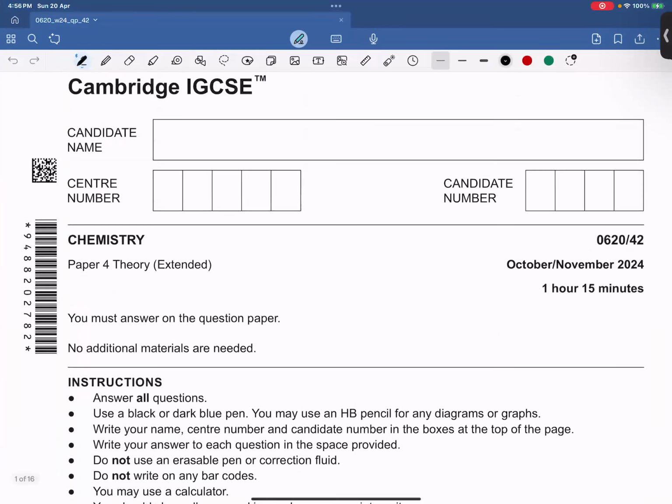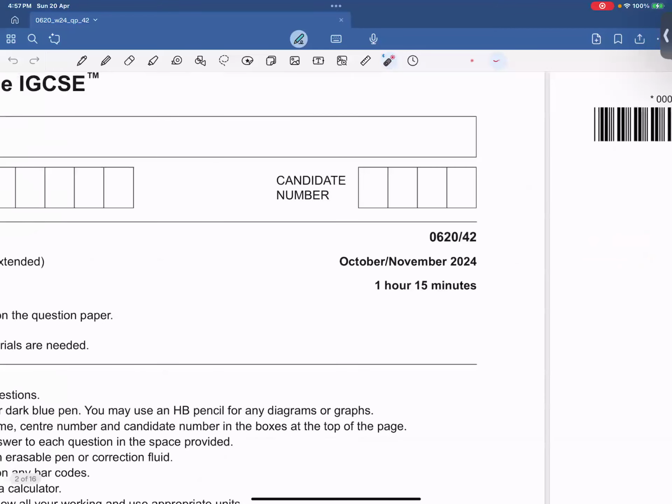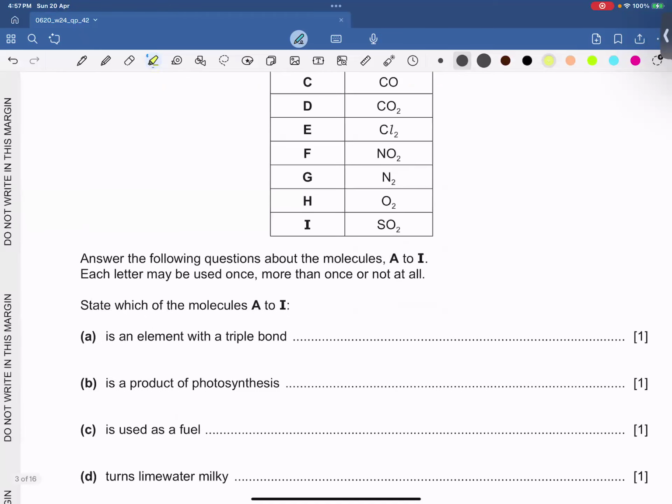All right, everyone, let's start IGCSE O-Level Paper 4 Theory, October-November 2024, variant 42. Question number 1. The formulae of the molecules A to I are shown in table 1.1. Answer the following questions about the molecules A to I.